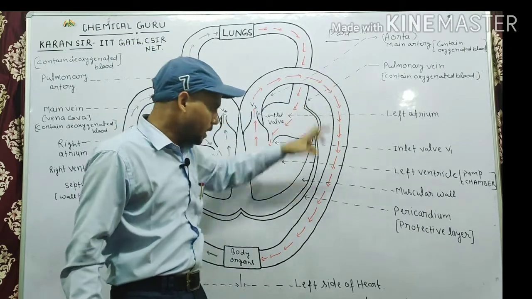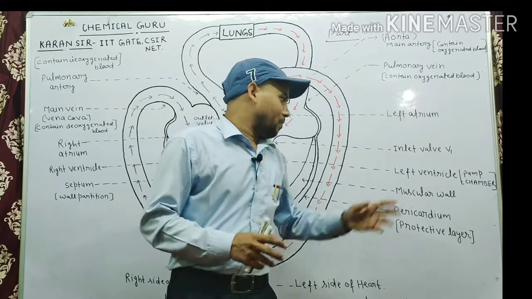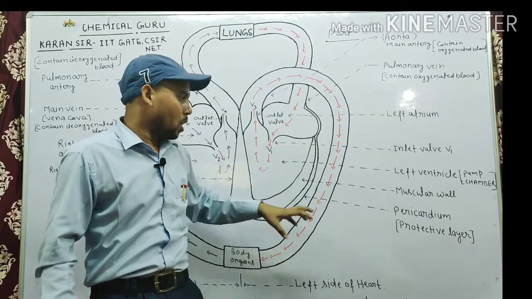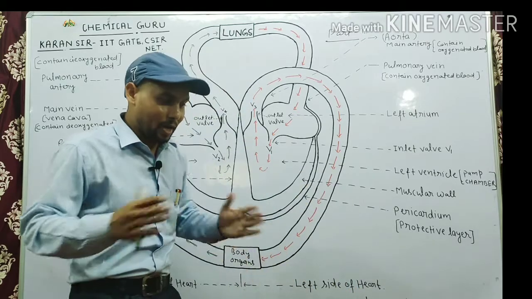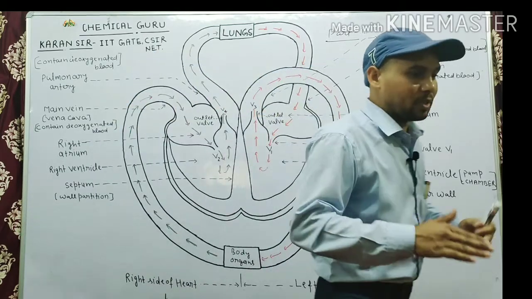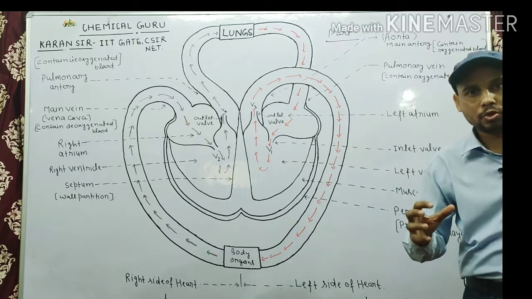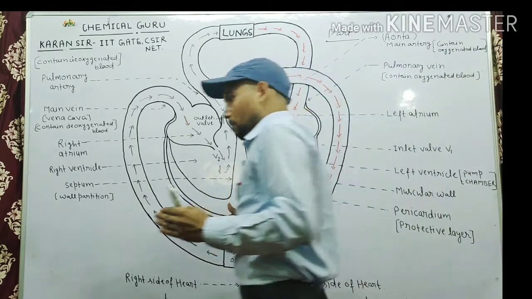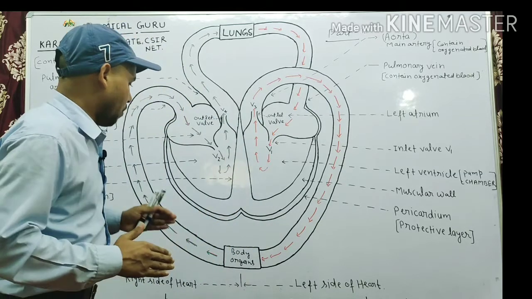Okay, now blood containing oxygen, meaning oxygenated blood, goes to all parts of the body, where the oxygen of this blood is used in the body organs.